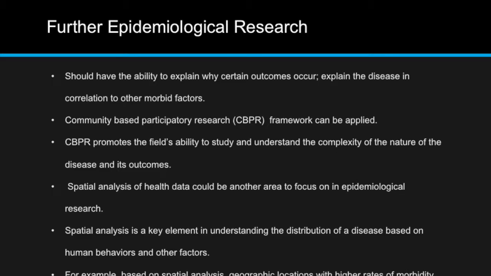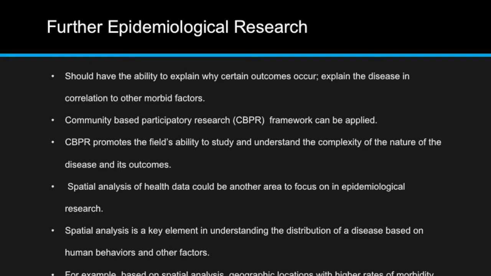Further epidemiological research should have the ability to explain why certain outcomes occur, such as neurosyphilis, and be able to explain the disease condition in correlation to other comorbid factors such as HIV. Only when all the aspects of the disease condition are researched thoroughly can we think of methods to put these problems under check.